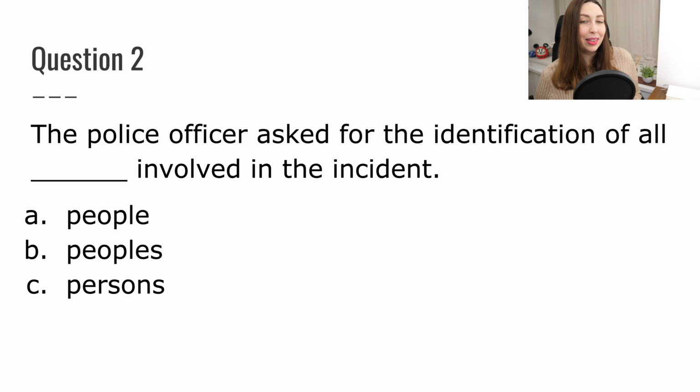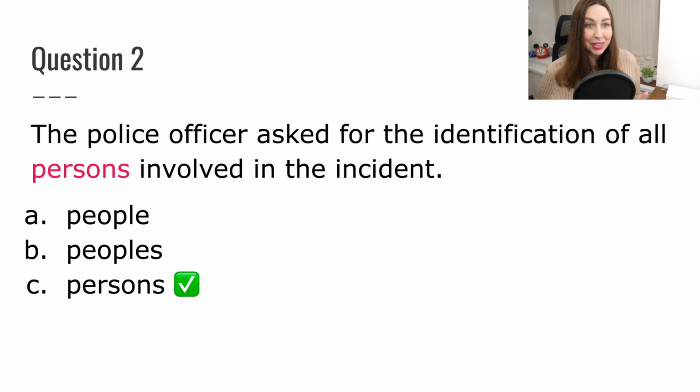Question number 2. The police officer asked for the identification of all blank involved in the incident. You have people, peoples, persons. Okay? I'll give you a hint. Police officer. All right. Take a few seconds, write your answer down. Everyone got it? Okay. The correct answer is persons. The police officer asked for the identification of all persons involved in the incident. Why do we use persons here? Well, it's because it's something legal. We're talking about a police officer and some kind of incident, so they're probably going to use the word persons.